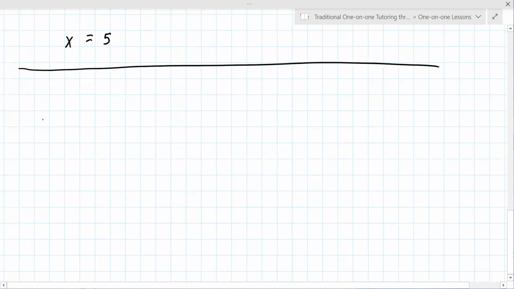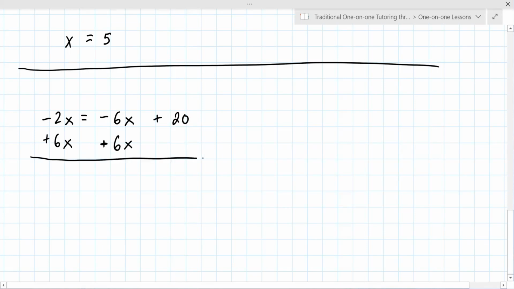Let's go negative 2x equals negative 6x plus 20. You're going to undo this minus 6x by moving it to the other side of the equation. So what do you add here? What should we add to both sides of the equation? We add 6x. So on the left side, what is minus 2x plus 6x?